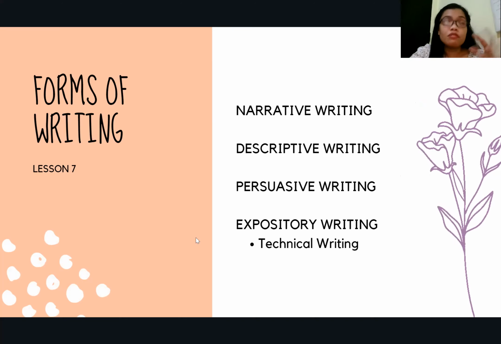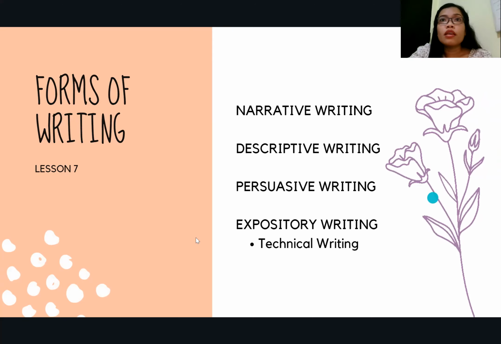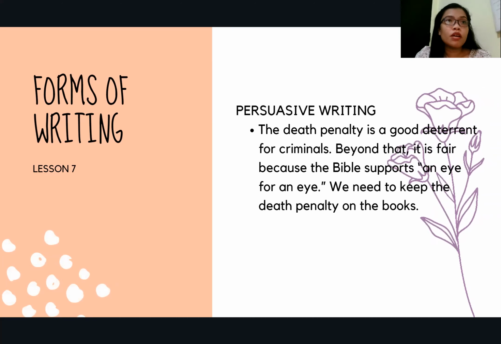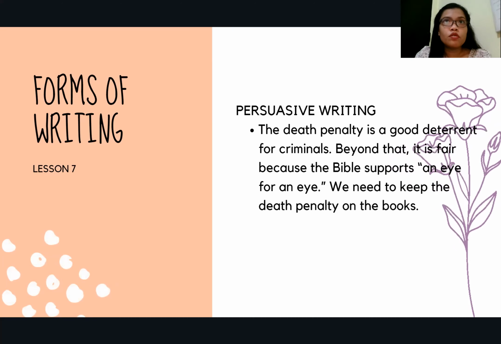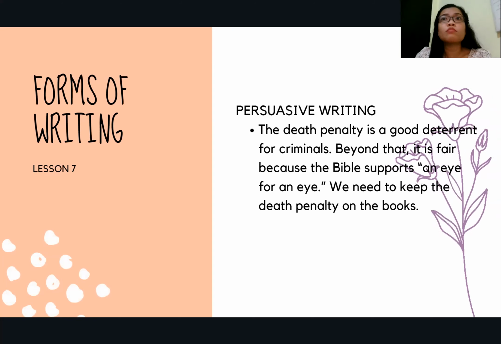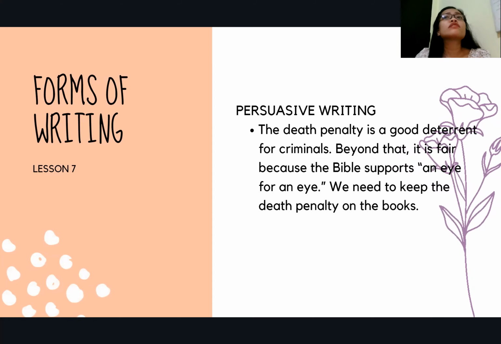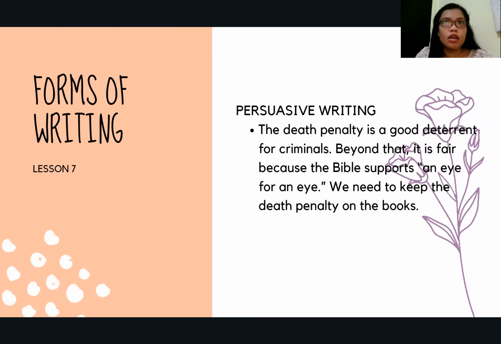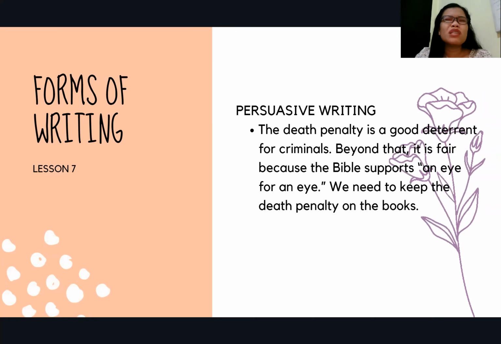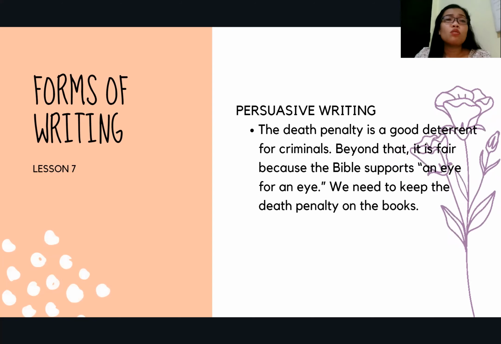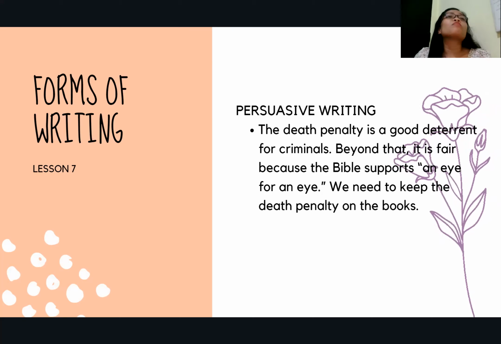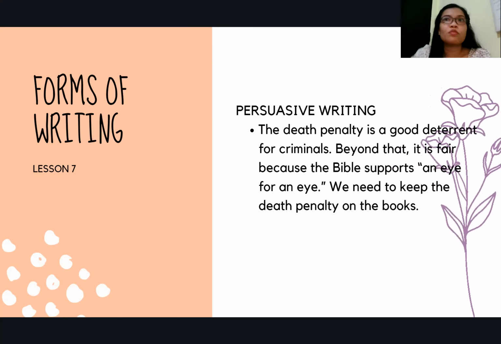And statements itself. Then, okay, here I have a persuasive writing example. "The death penalty is a good deterrent for criminals. Beyond that, it is fair because the Bible supports an eye for an eye. We need to keep the death penalty on the books." So basically, this is an opinion convincing you that we need to keep the death penalty on the books.